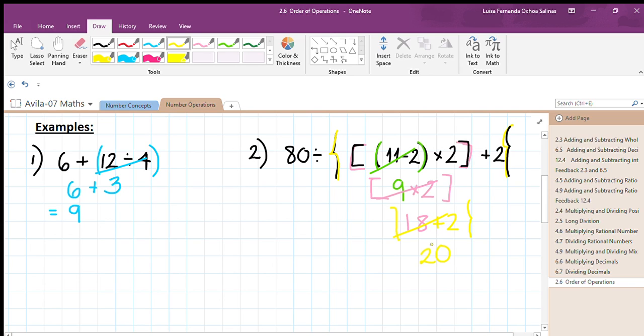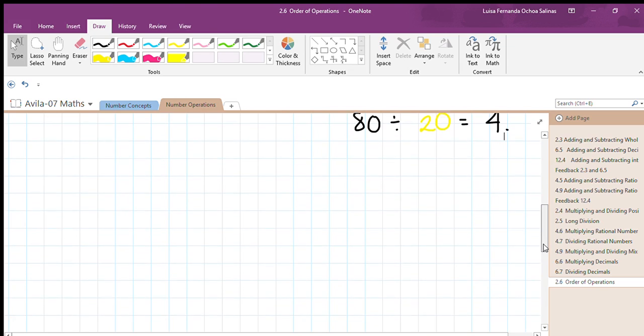Okay. And what do I have at the end? I have 80 divided by 20, which is 4. And that's my final answer. Let's do one more example and then we're over for today's lesson.